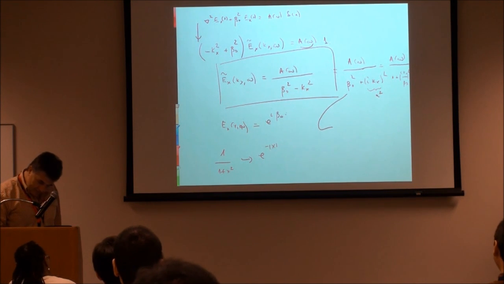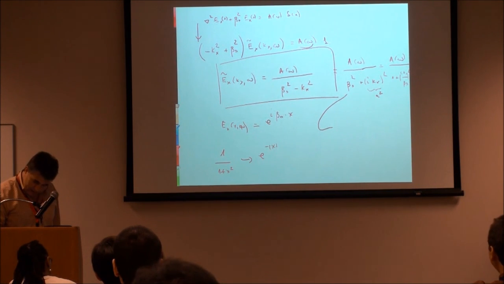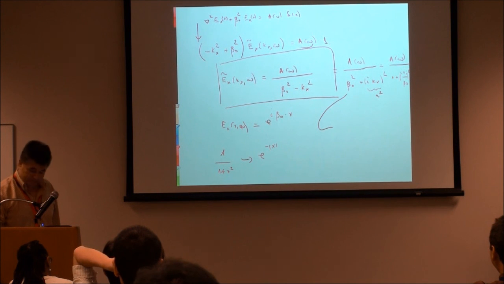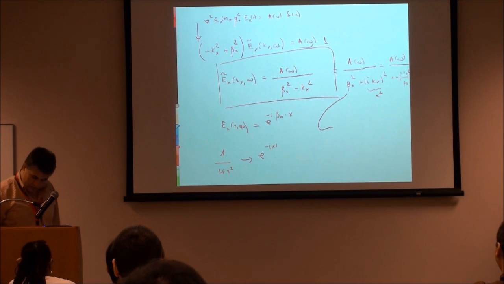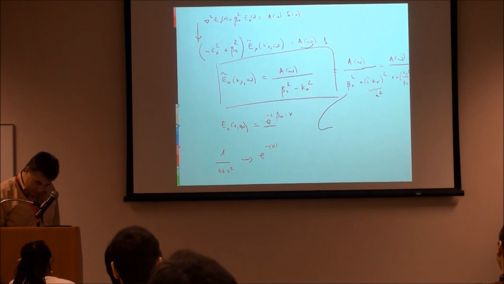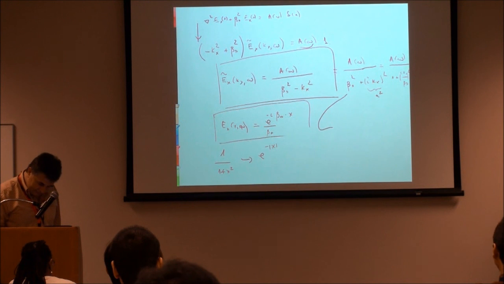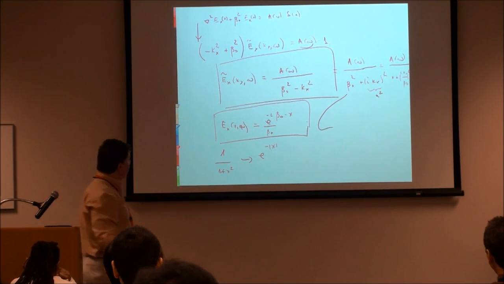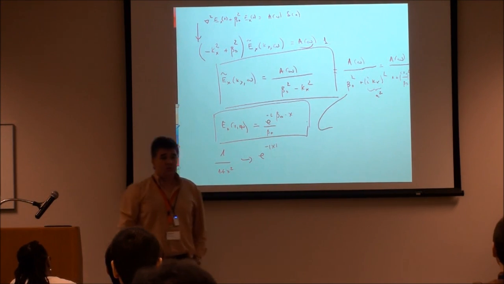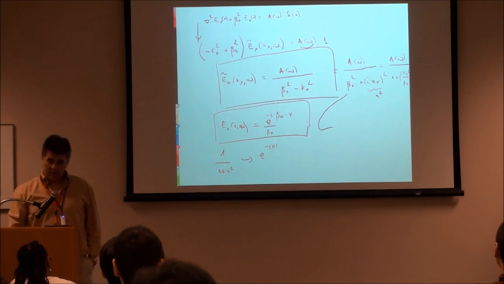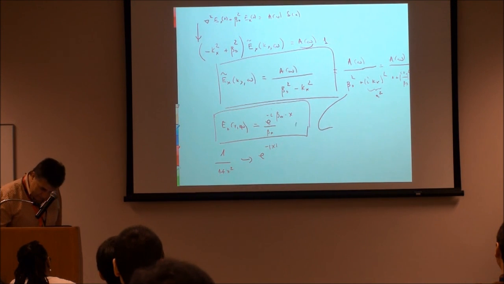Beta naught times x, so k_x becomes x, right? And with a minus, maybe. Doesn't matter. And if you're doing everything right, it's also over beta naught. But that matters less. Huh? And A of omega, yeah.